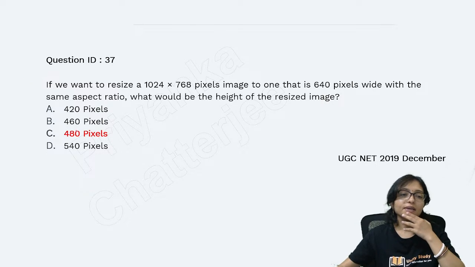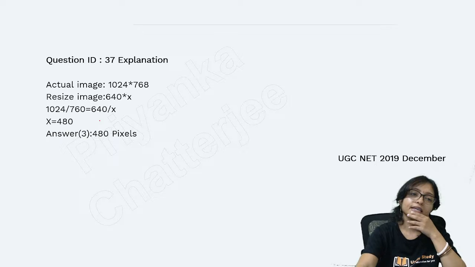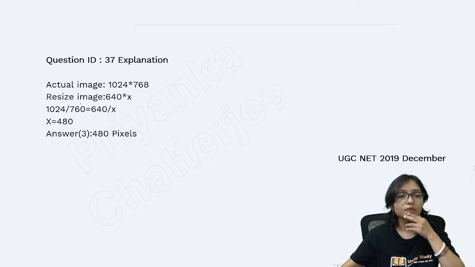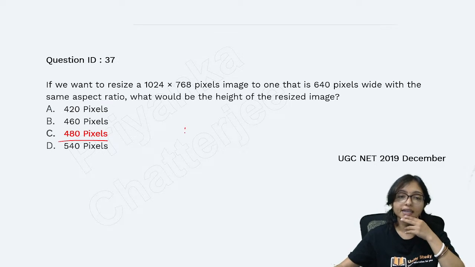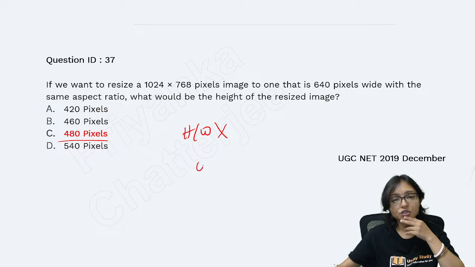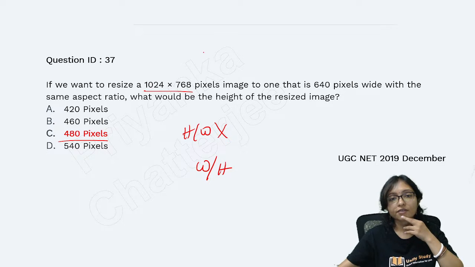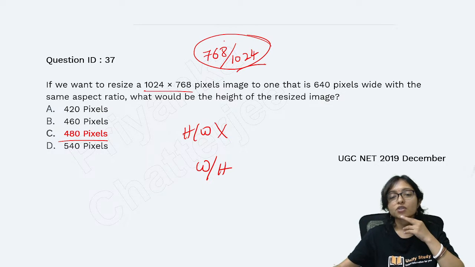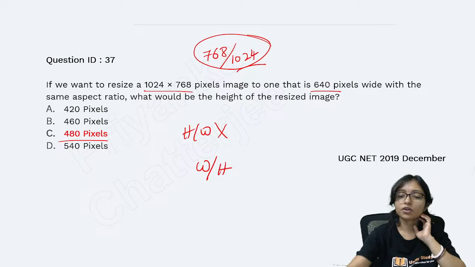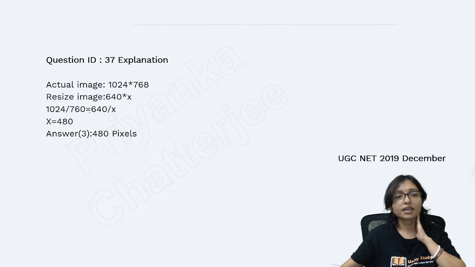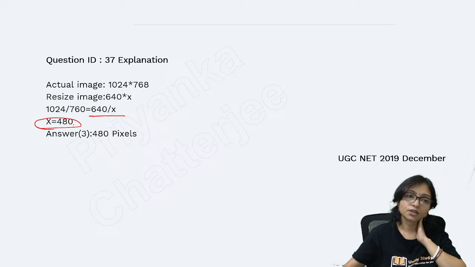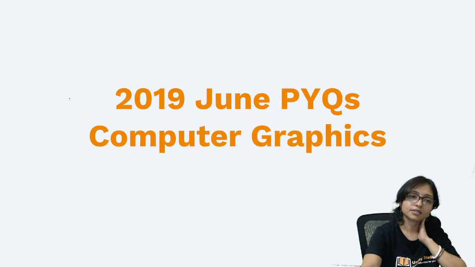Yes, answers are coming. That is 480 pixels. Very easy one. Aspect ratio will be width by height. Don't do height by width. Aspect ratio is always width by height. So here you have to do 768 divided by 1024. That is your aspect ratio. So you have to follow the aspect ratio for 640. So here you have to do 640 by x, and you can get x equal to this. That will be the answer.